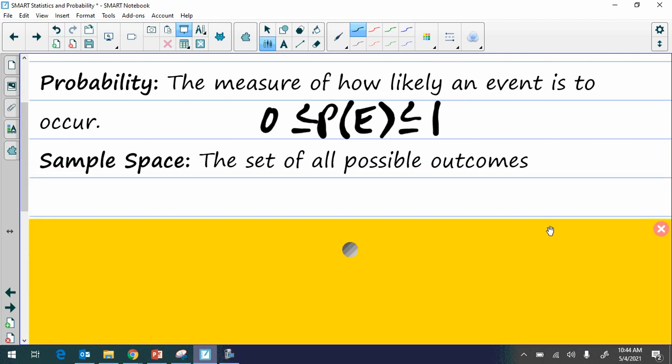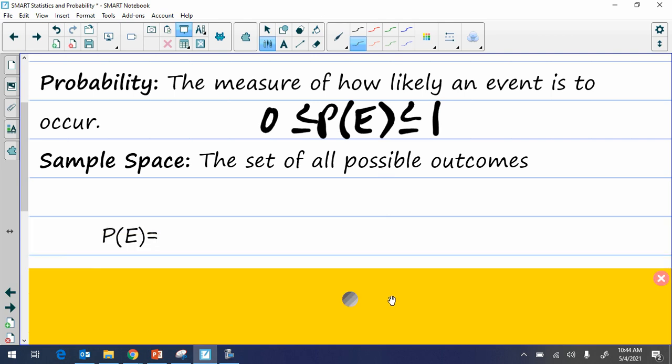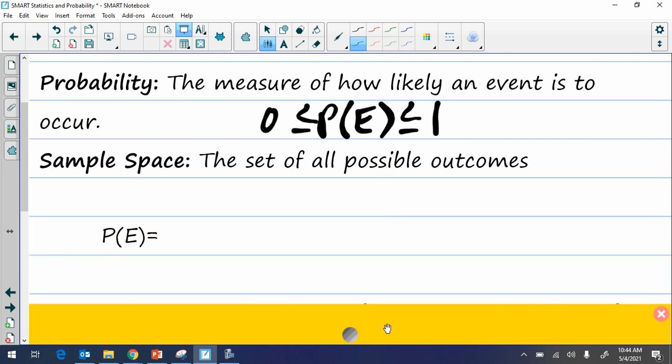Now, sample space is the set of all possible outcomes. So if I'm rolling a die, the sample space is 1, 2, 3, 4, 5, 6. If I am picking a card from a deck of cards, there's 52 cards that I can pick from. So it's all of our possible outcomes that can happen. And what probability is, it's just a fraction ratio of our favorable outcomes.